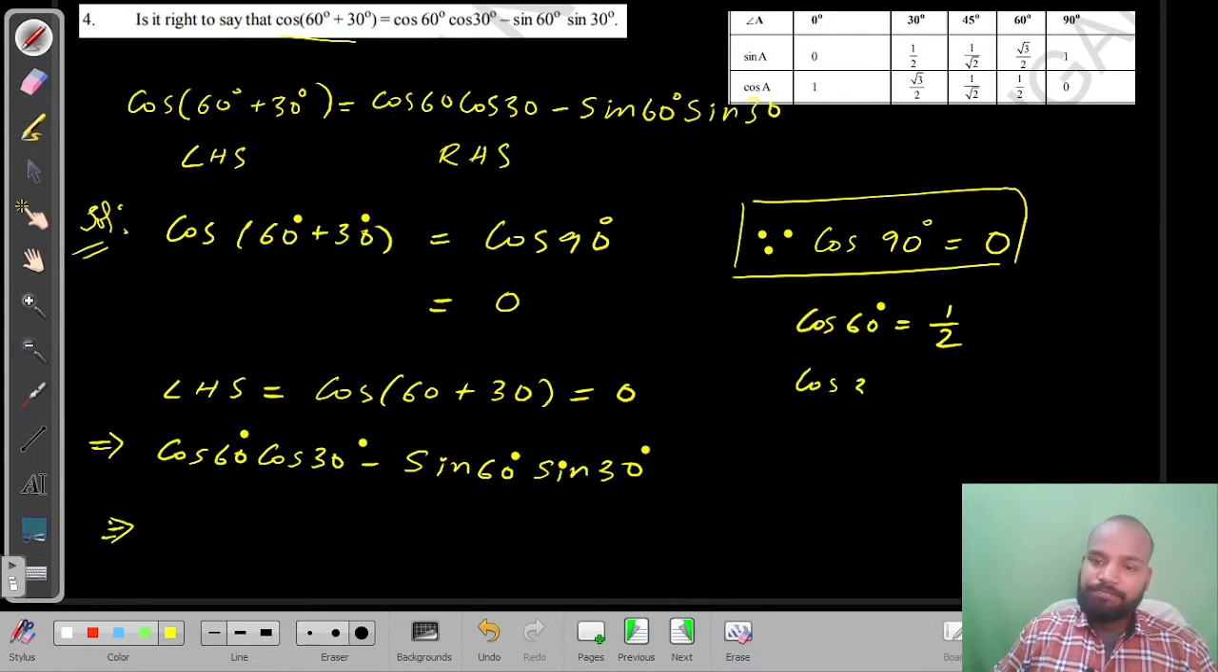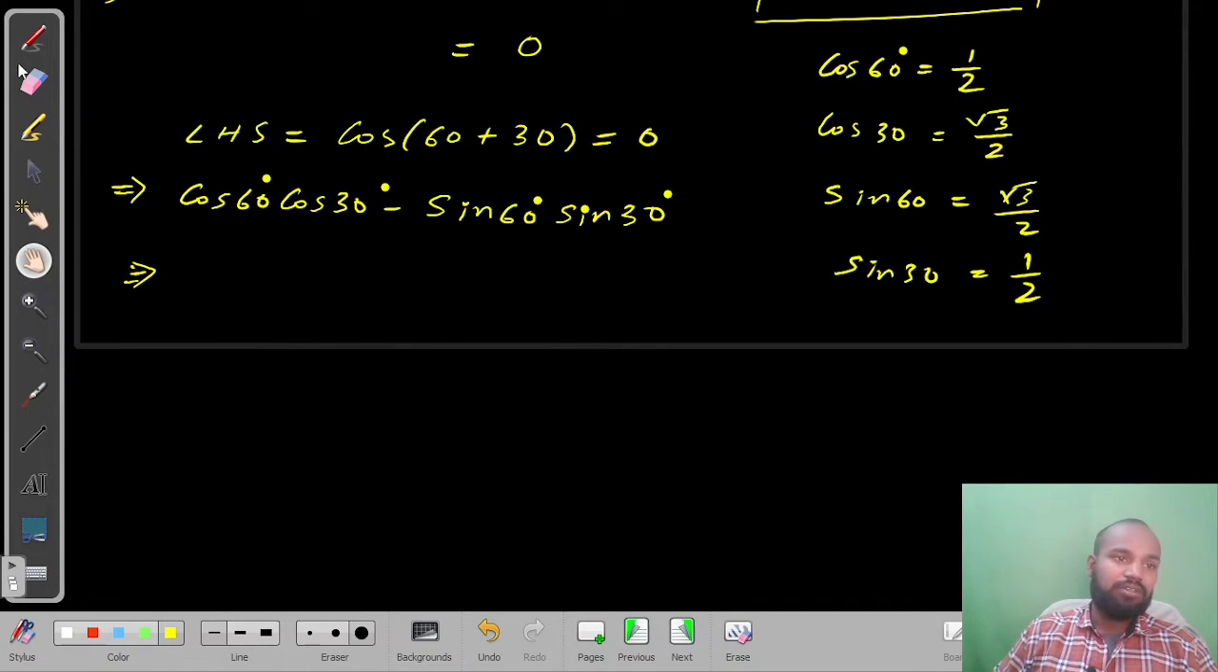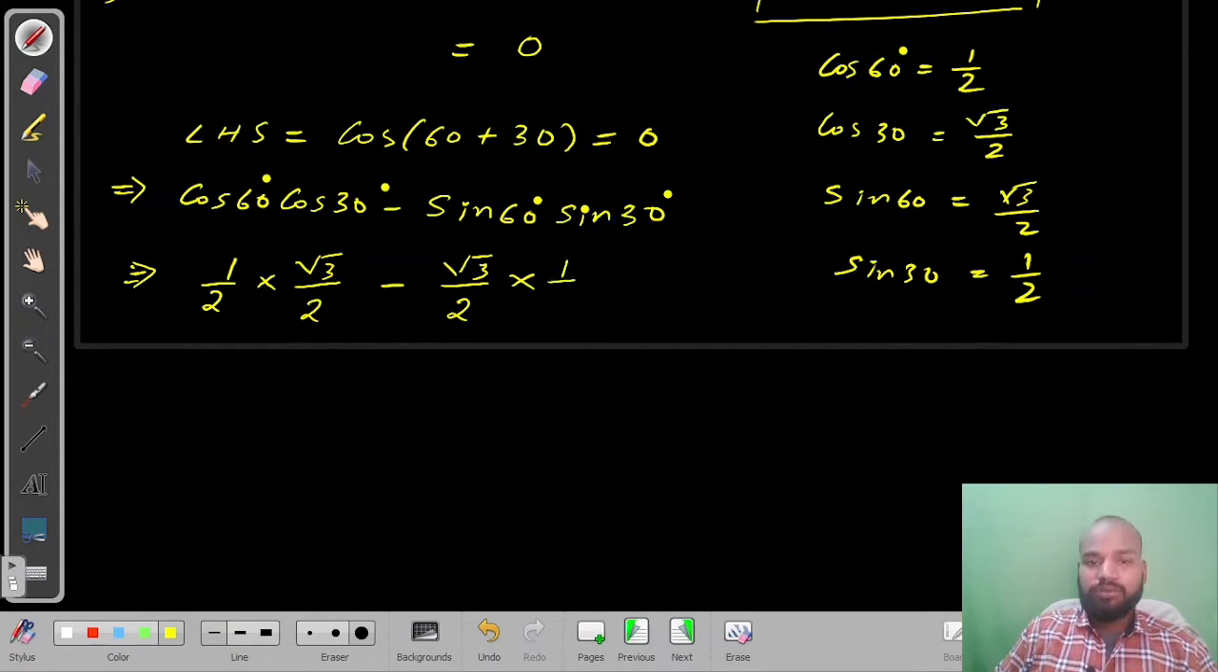Next cos 30. Cos 30 is root 3 by 2. Next sin 60 equals root 3 by 2. Next sin 30 equals 1 by 2. We already know this, right? Sin 30 equals 1 by 2. So we are going to substitute the values here. Cos 60 is 1 by 2, into cos 30 root 3 by 2, minus sin 60 root 3 by 2, into sin 30 1 by 2.